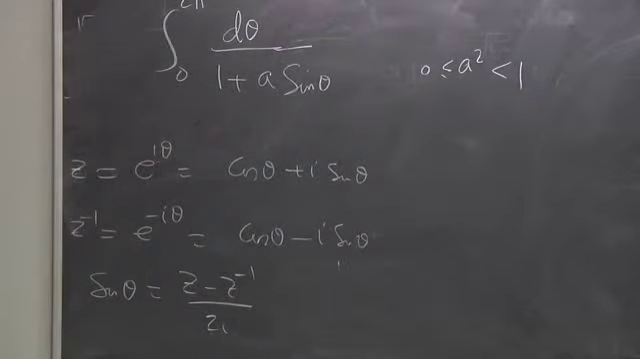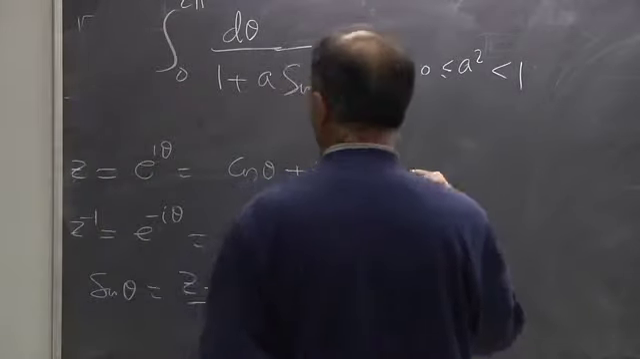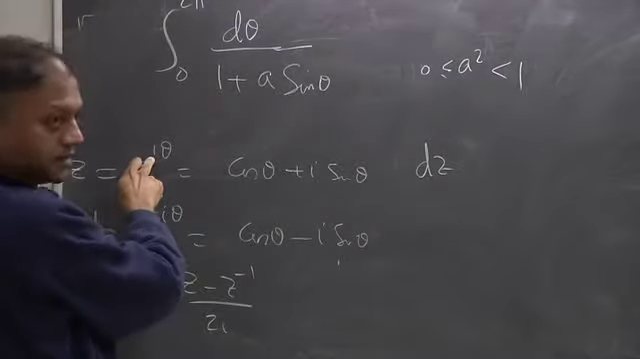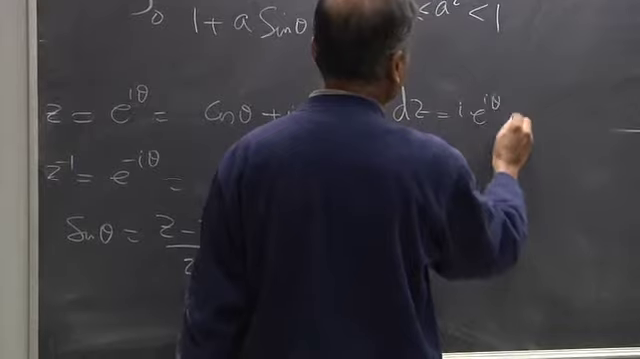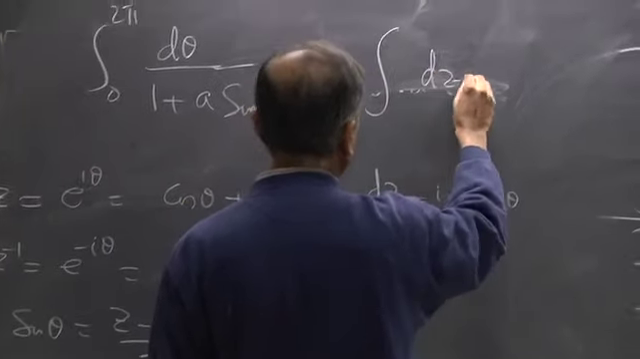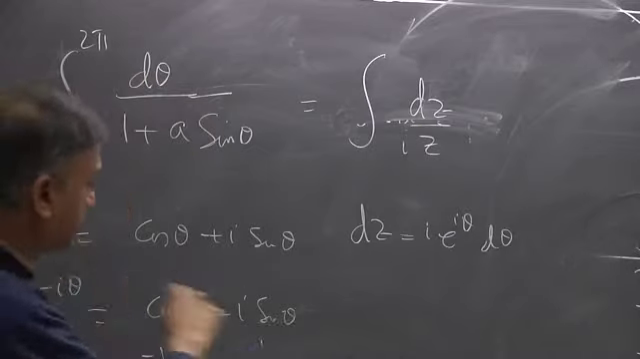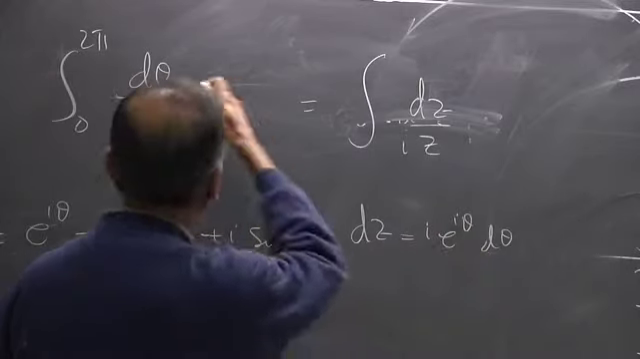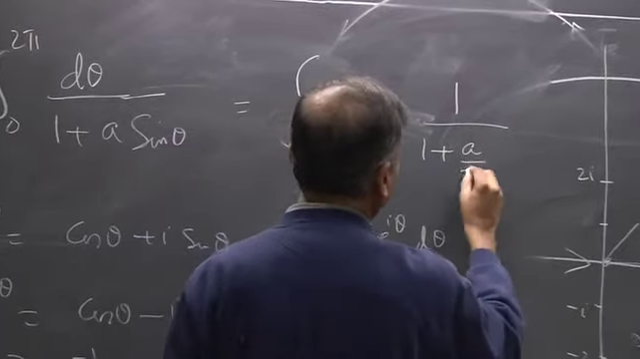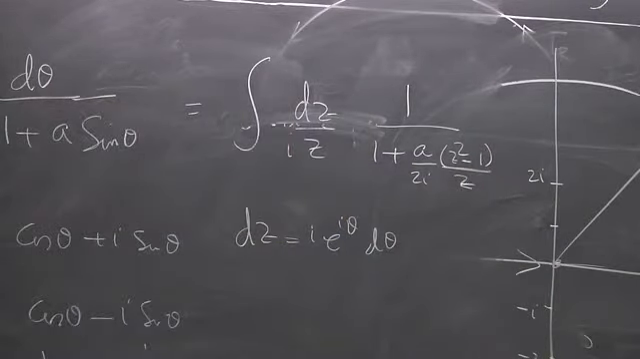Okay. And then the integral from 0 to 2 pi is the same as the integral over z. So I can rewrite this: instead of integrating over theta, I integrate over z. z is e to the I theta, so dz is simply I e to the I theta d theta. Let's rewrite this integral. e to the I theta is z, so dz divided by iz is d theta. And then you have here 1 plus a, and sine theta is 1 over 2i times z minus z inverse, which is the same as z square minus 1 divided by z. Here I just take out 1 over z outside.